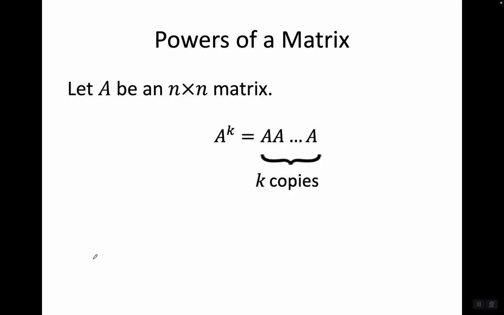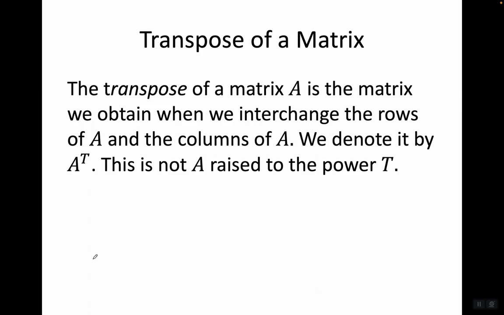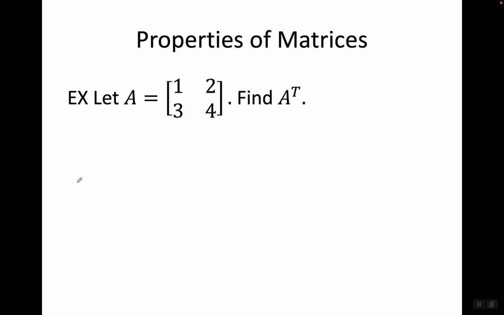Powers of a matrix, you could probably figure this out. Let A be an m by n matrix. A to the k is just A times A times A, k times. The transpose of a matrix A is the matrix we obtain when we interchange the rows of A and the columns of A. We denote this by this symbol. Caution, it's ambiguous. This is not A raised to the power t. It's A transpose.